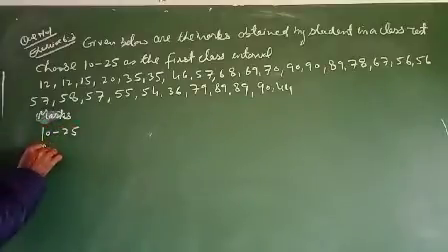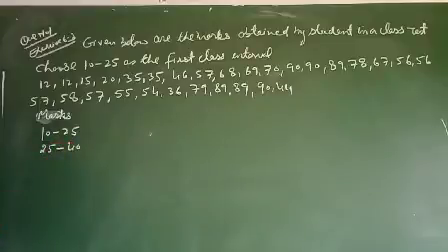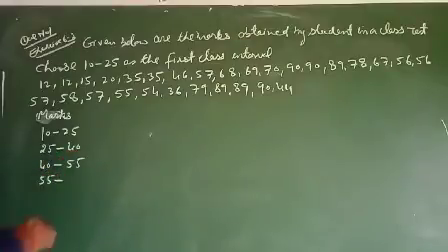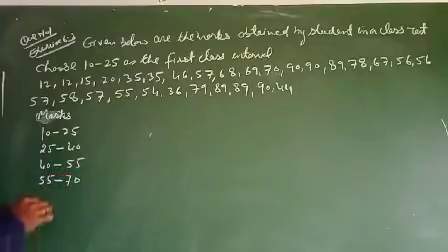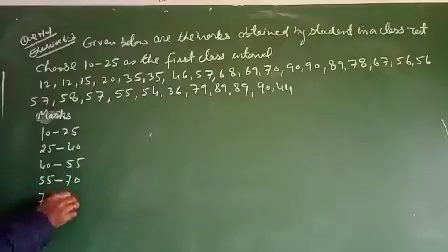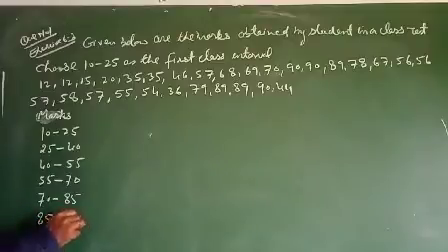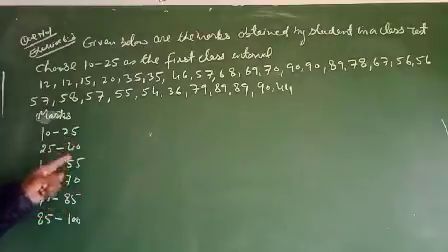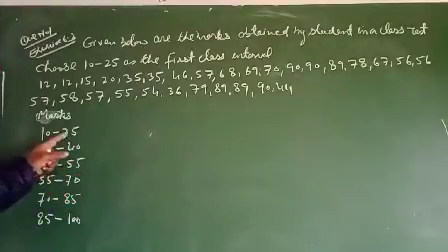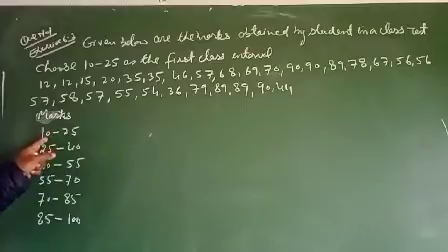Now the next will be 25 to 40, then 40 to 55, then 55 to 70, then 70 to 85, and then 85 to 100. This is the class interval. The class size between these two is 25 minus 10, which is 15.